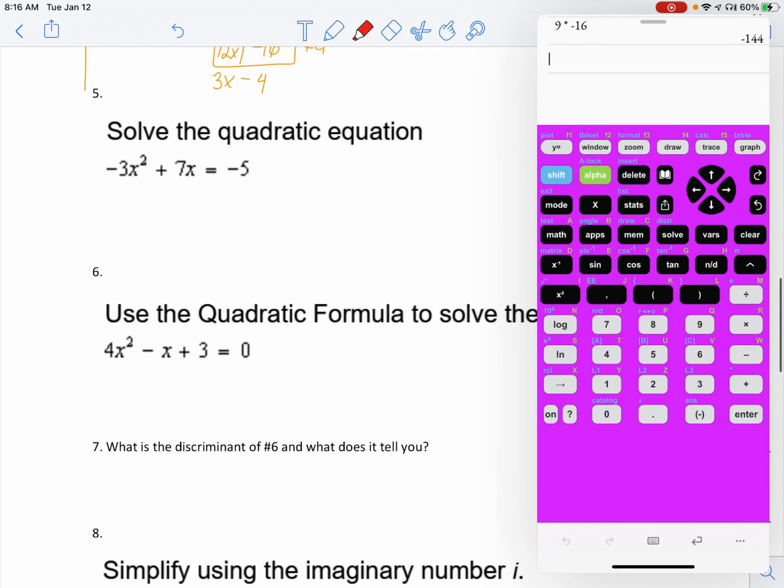Number 5 wants you to solve the quadratic. So when we say solve, we're actually going to get a value for x. So we need to set this equal to 0. Okay, so what I'm going to do is move that 5 over.